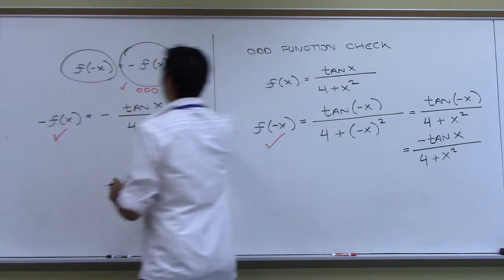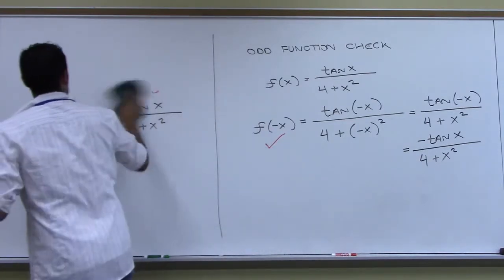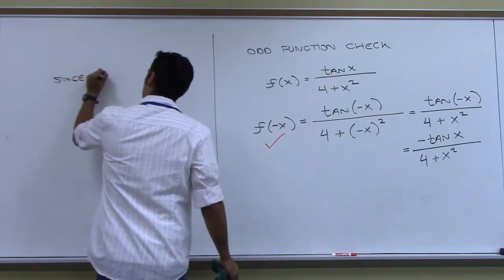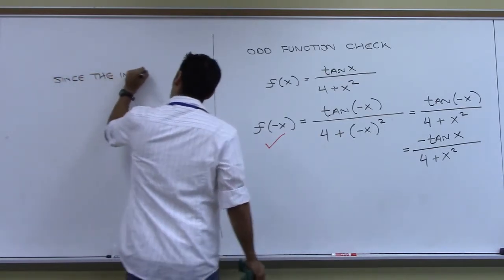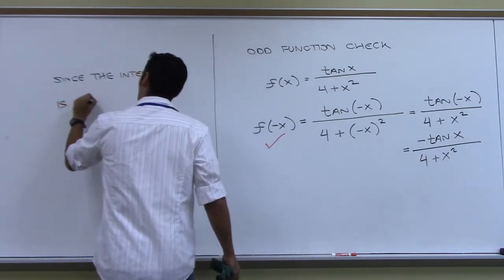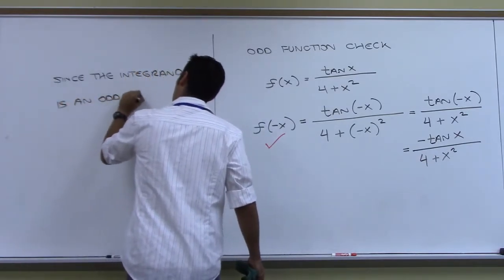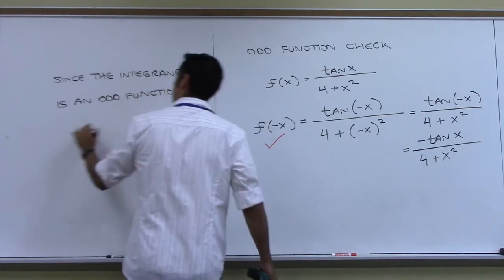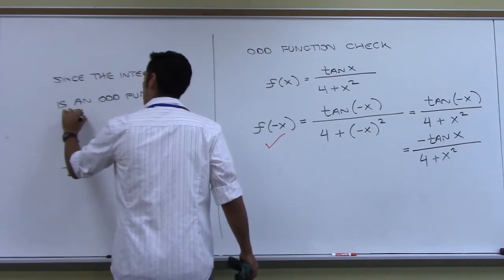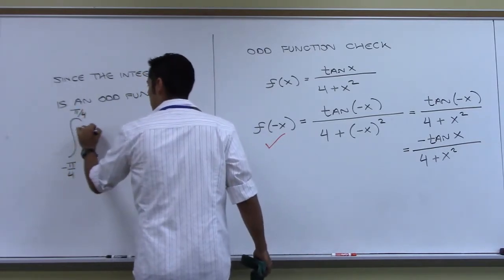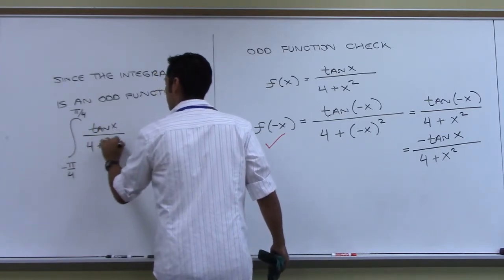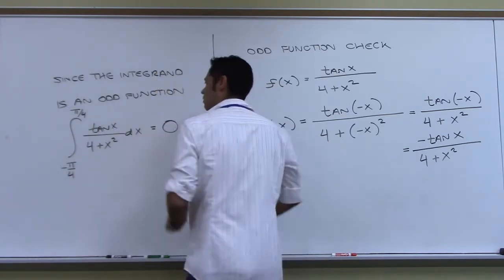So I'm going to conclude that. I'm going to say since the integrand is an odd function, the integral from negative pi over 4 to pi over 4 of tangent x over 4 plus x squared dx equals 0.